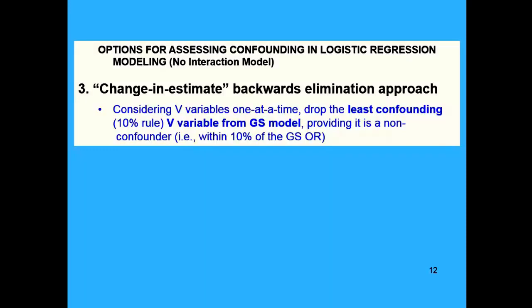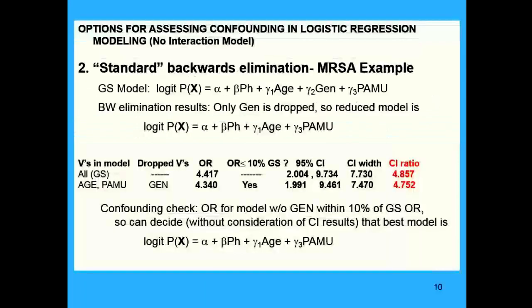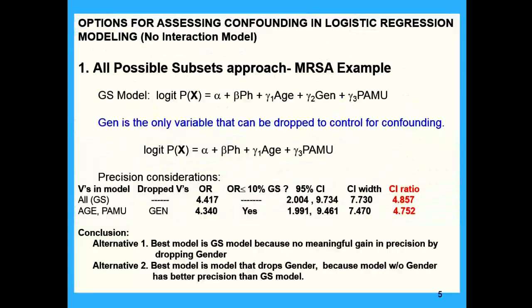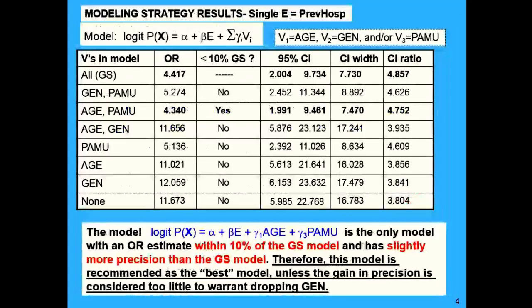Now, just to see how that would play out, this is why I put this table back in here. Look at this table. Now look, I got a lot of models in. This is the all possible subsets approach. Which one of these models, there's more than one, drops a single variable? Well, not this one. This is the gold standard. It has everybody in there, right? This one drops age. This one drops gender. And this one drops PAMU.